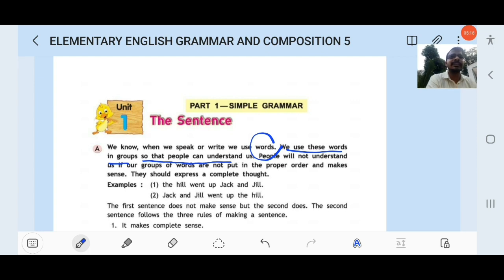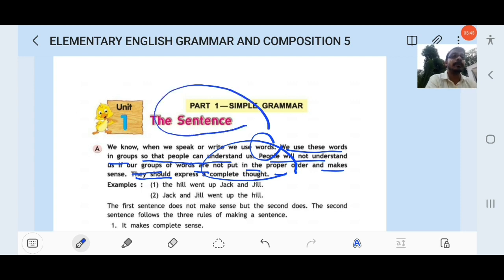If our words are not put in proper order or if they do not have any meaning, then people can't understand what we want to say. If the words are arranged in a proper order, they can easily understand us. People will not understand us if our group of words is not put in proper order and does not make sense. They should express a complete thought. So the group of words should be arranged in a proper order and convey a meaning, otherwise it cannot be called a sentence.